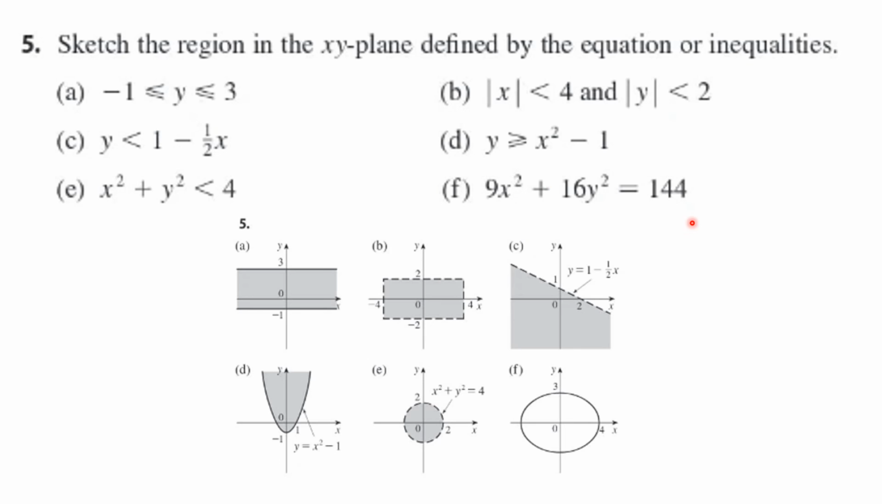And last but not least, this is an equation, and since the coefficients of the x squared and y squared are not the same, this is not a circle, it is an ellipse. And so you can see that this is the ellipse that you get for part F.